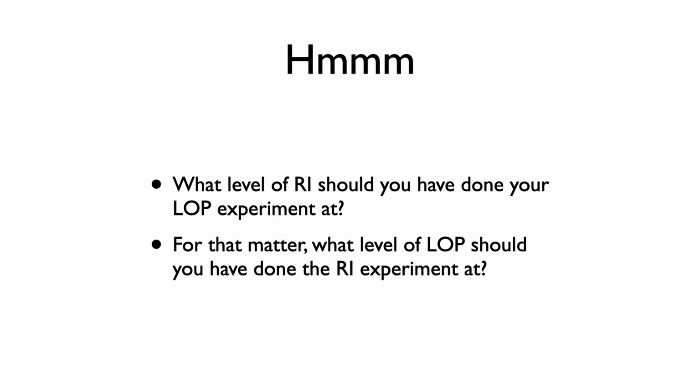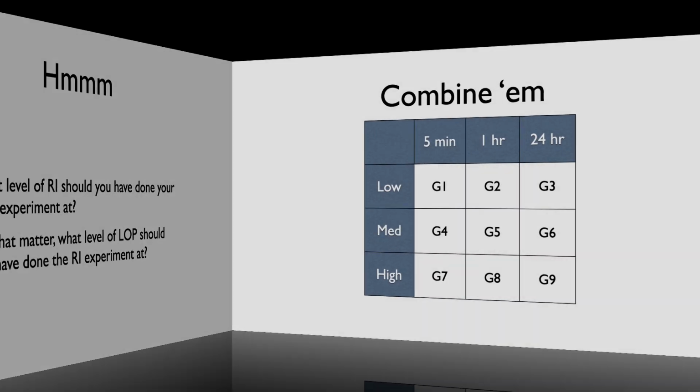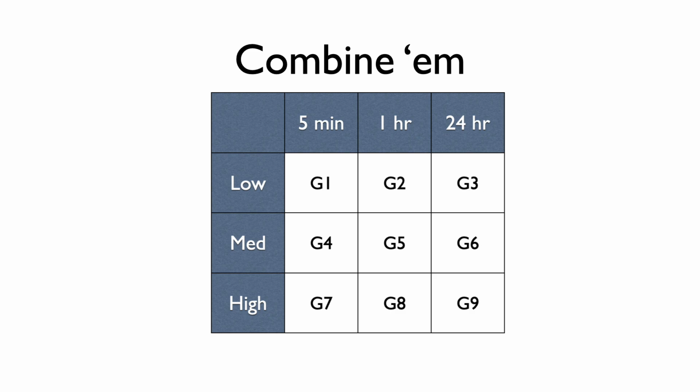But anyway, how do you do this? What do you do in this situation? So what would we do? That's what we do, we combine the two designs, right? So we have different groups, that's what the G means, so group 1 up to group 9.